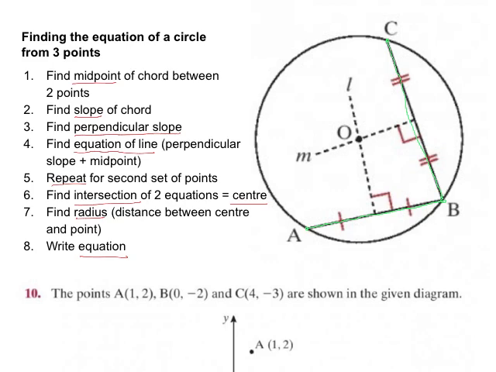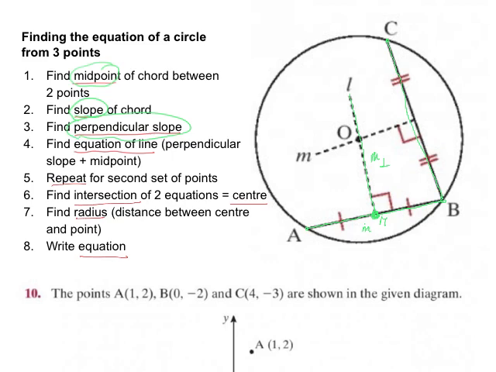Remember, there's a video on how to calculate the perpendicular bisector, but essentially what we have to do is find the midpoint between A and B. We have to find the slope between A and B. From that, we can calculate the perpendicular slope. So now between the midpoint and the perpendicular slope, we can calculate the equation of this line. We will repeat that for the second set of points, B, C.